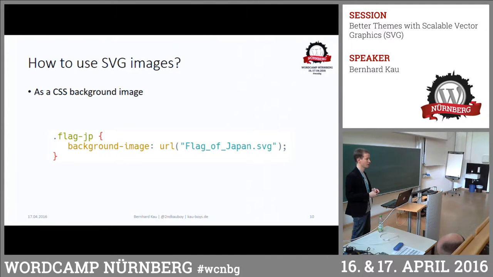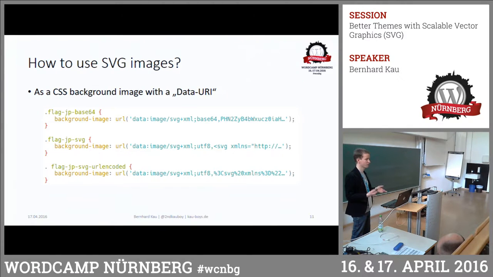You can also use it as a background image in CSS, so you just reference it as any other image. With using it as a background image, some of you might know the technique using data URIs for including images into CSS, so that the browser doesn't have to download the file, but instead only gets a base64 encoded string. But actually, because SVG is a text format, you can just use the SVG in the data URI. But because an SVG might have some brackets and colons and things like that, you should probably URL encode the SVG.